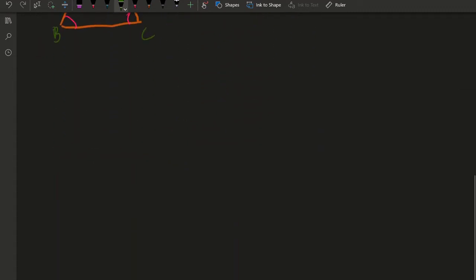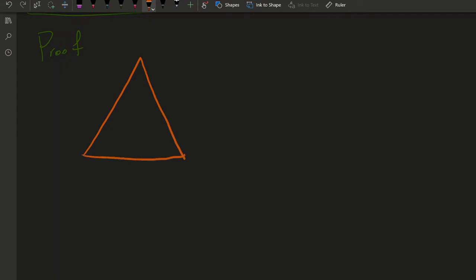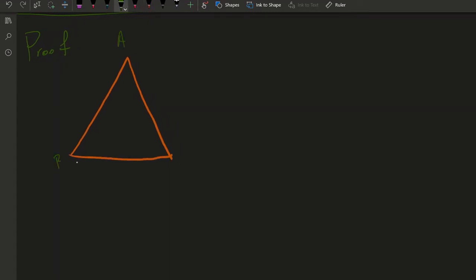Now, I'd like to give you guys a quick proof of that, because like I said, I don't like just telling you to accept things. So let's go ahead and draw this triangle. Again, we'll label it A, B, C. And we will start off with AB is congruent to AC, and we're going to start off with that being given. Now, the thing that I want to prove is that if AB is congruent to AC, then angle B must be congruent to angle C.